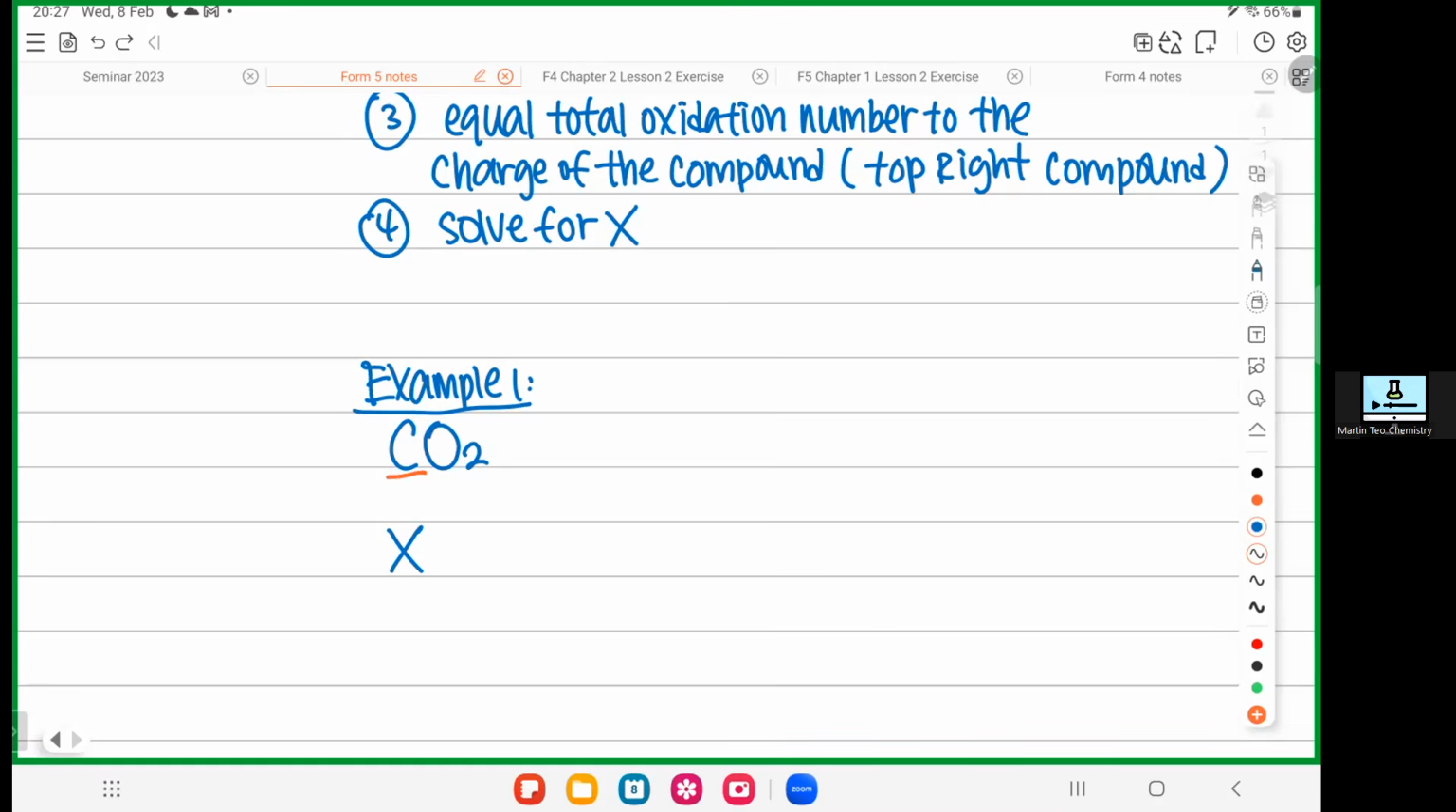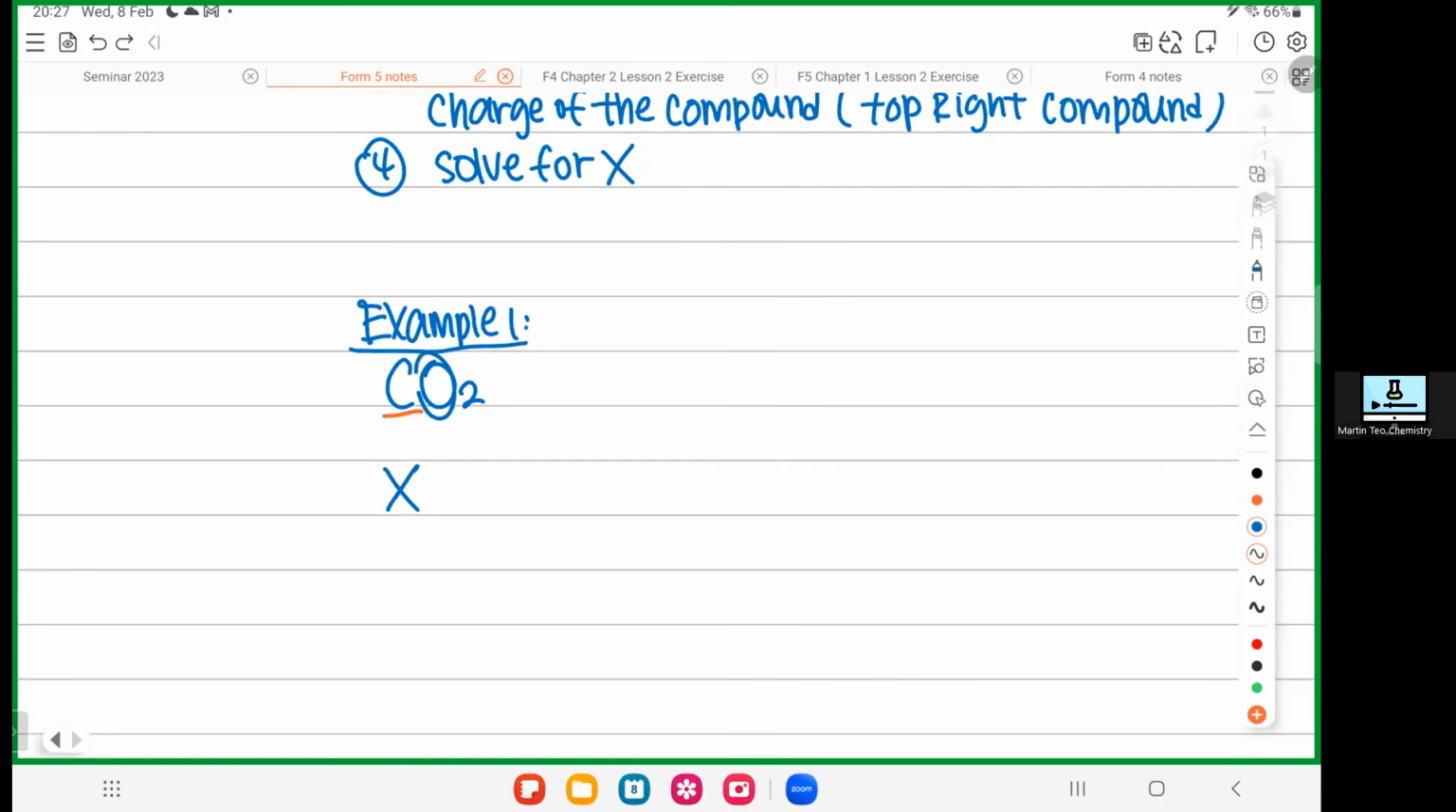Now, do we know the oxidation number for oxygen? Yes. What is the oxidation number for oxygen? Can anyone type in the chat box for me? -2, not 0. Why not 0? Because you have carbon and oxygen combined together, so you have 2 species. When you have 2 species, this is not an element. So when it is not an element, the oxidation number cannot be 0. It is -2. So the oxygen here is -2.